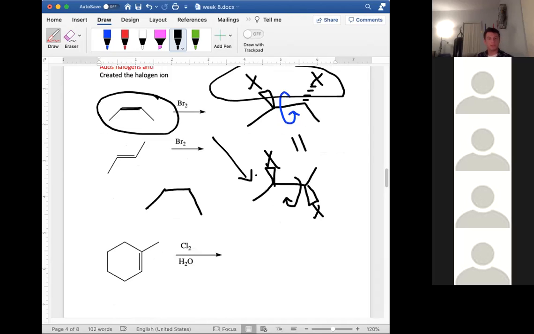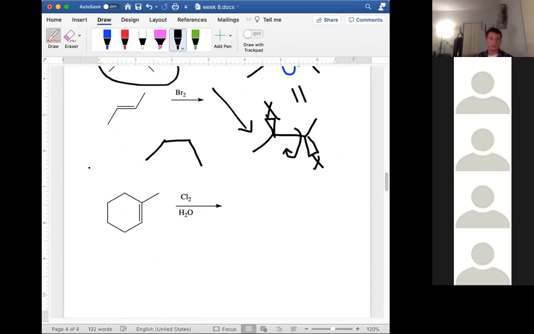That's halogenation. Also, one more thing for halogenation. If you have a diatomic halogen, diatomic meaning two halogens, but you're doing it with water, we aren't going to add two halogens. We're going to add one halogen and one OH. Which takes preference to the more substituted side? Does the OH or the halogen go to the more substituted side?